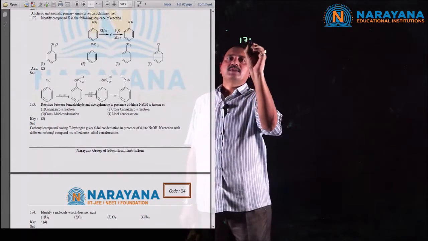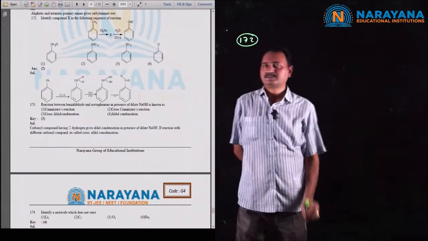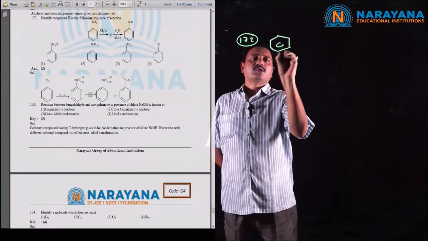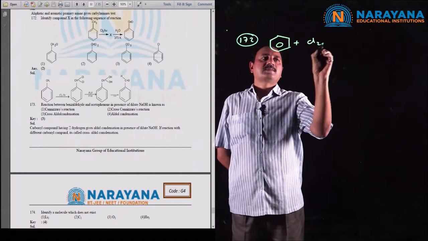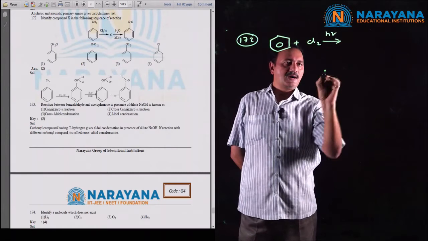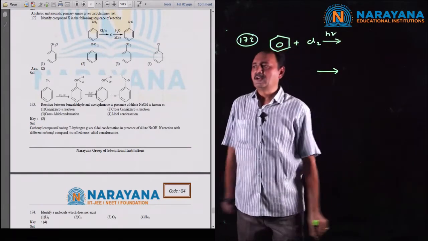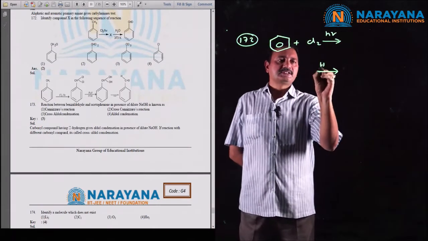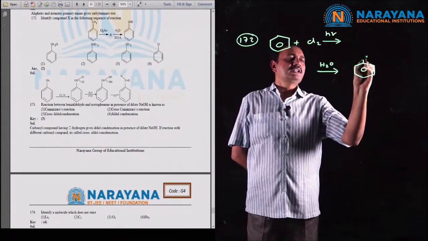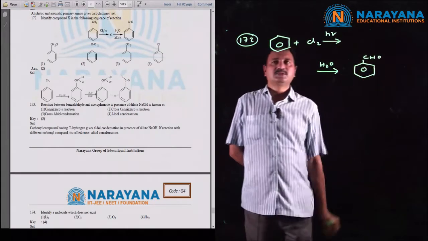Next question number 172. Toluene is allowed to react with chlorine in presence of sunlight, and a compound is formed, and this compound on hydrolysis produces benzaldehyde. Now the question is, what is this compound?